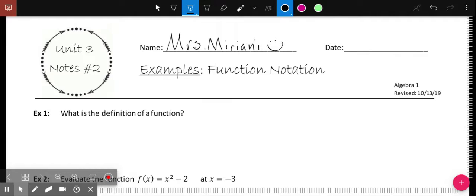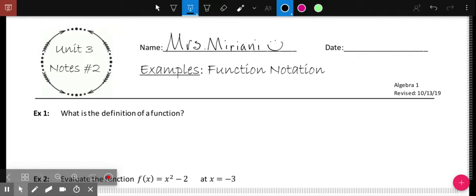Right, so today we're going to be looking at a few examples going over our function notation and evaluating our functions. So, number one, what is the definition of a function? I've asked you guys that so many times at this point. Okay, so I want you to go ahead and take a second to type the definition of a function now.